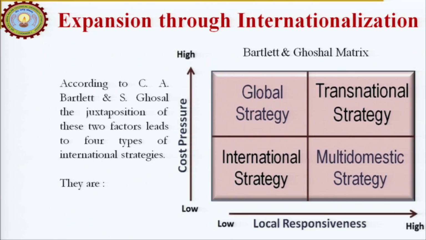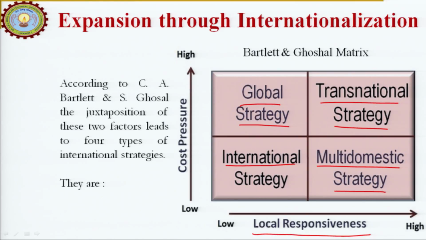This is also known as the Bartlett and Ghoshal matrix, which we had referred to in the earlier slide. On the x axis, what we have taken is the pressure for local responsiveness, from low to high. And on the y axis we have taken cost pressure, how important it is to control the cost for a company. As a result of the combination of these two factors, we get four strategies. The first is global strategy, the second is transnational strategy, the third is multi-domestic strategy, and the fourth is international strategy. Now we will discuss these strategies one by one.